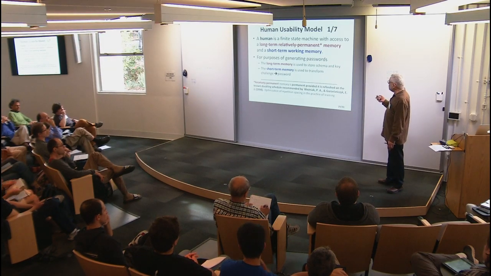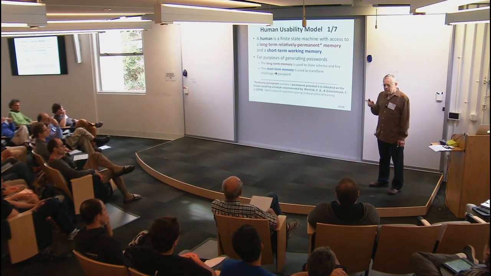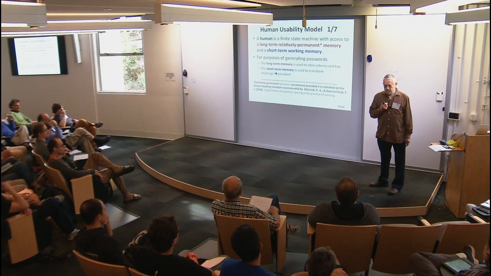Here's the model. A human is a finite state machine, all right, but with access to a long-term, relatively permanent memory and a short-term working memory.